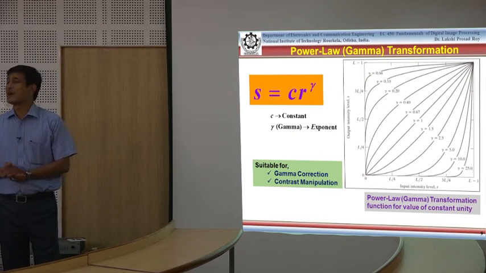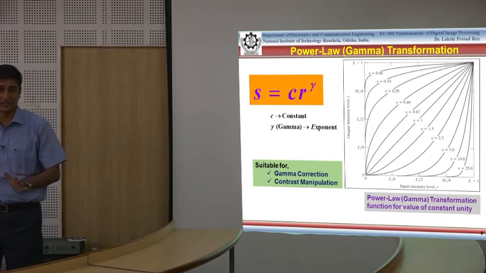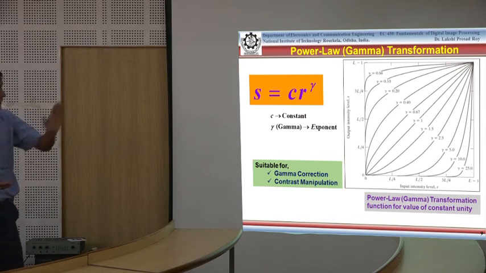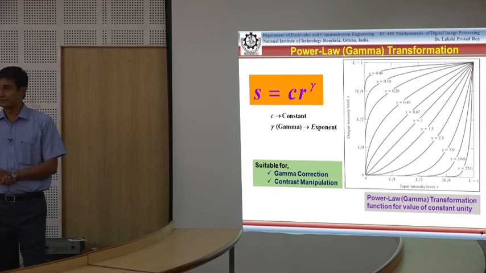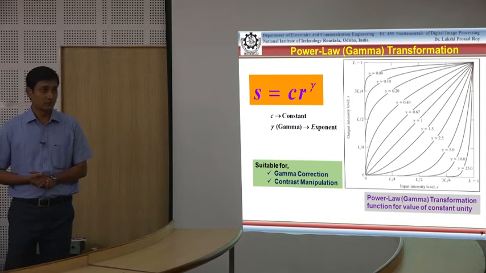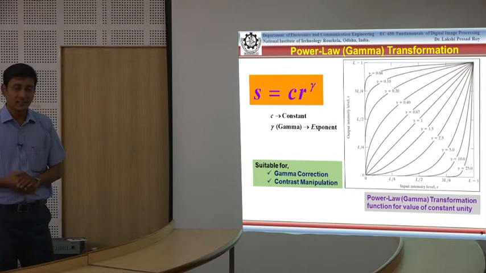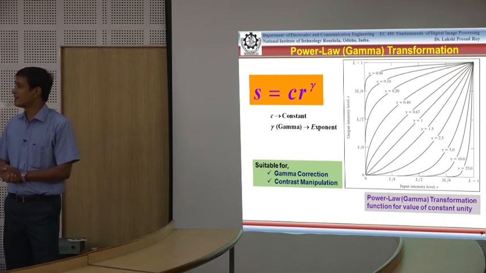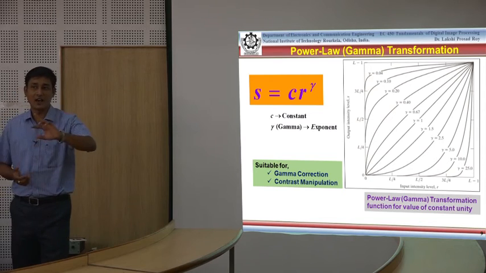Now, this is about the mathematical part, purely the mathematics. Now, what the curvature basically says: if the gamma value is low, means very low, in that case lower intensity values will get much more push compared to the higher gamma values.